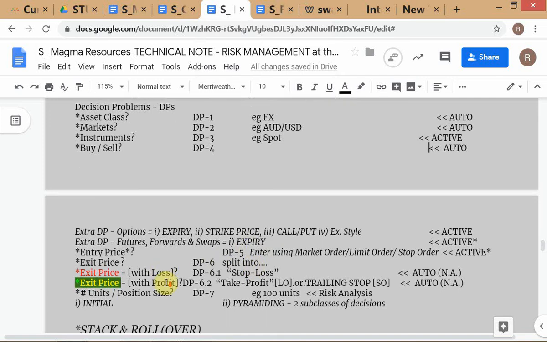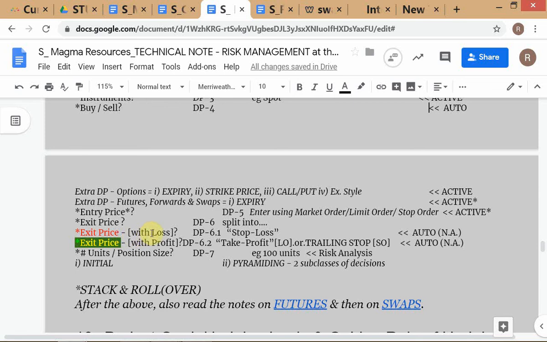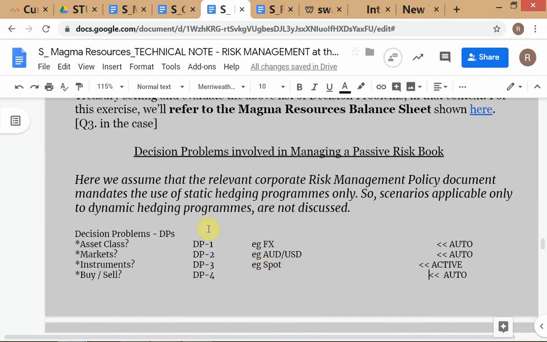Okay, that's why. Now exit price, I've not written anything against the exit price per se, because the exit price decision is split into two: exit with loss, exit with profit. If you see at the top of this module, I've written that, to give you the essence of the idea without making it too complicated. We have assumed that this entire discussion is about how the solutions to the decision problems we faced while managing an investment fund are altered when you're managing a hedge book, to control the risks on a passive risk book, where some of the decisions are automatically solved.